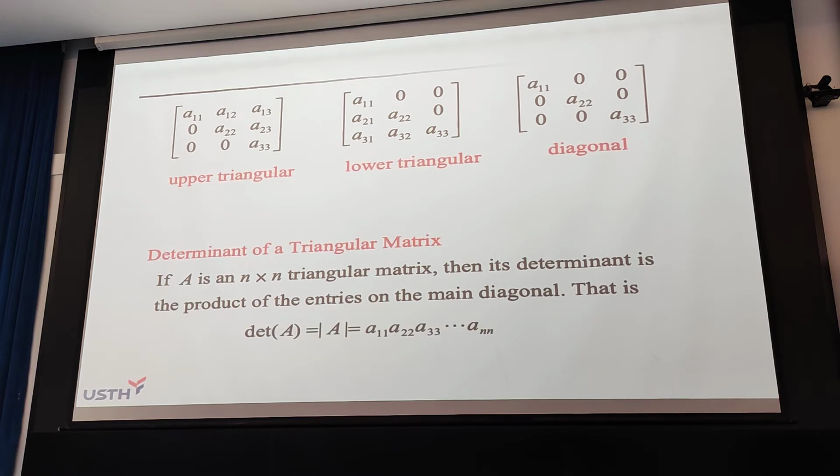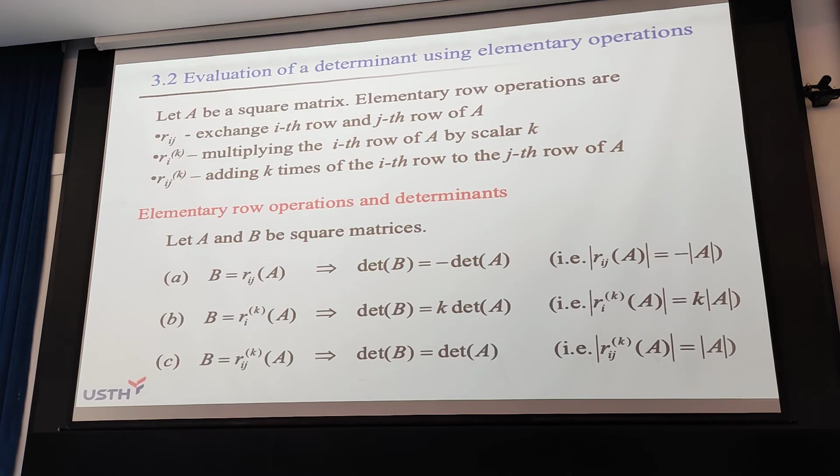Next we want to use elementary row operations to compute the determinant of a square matrix. And here I repeat for you what the elementary row operations are. And when we apply those operations, we get the following property.